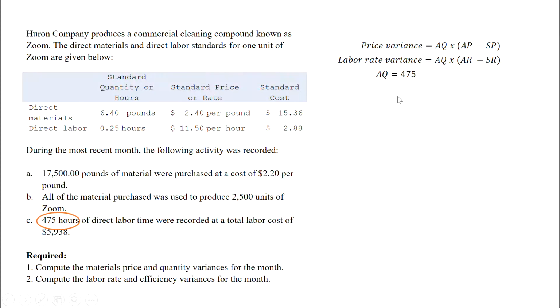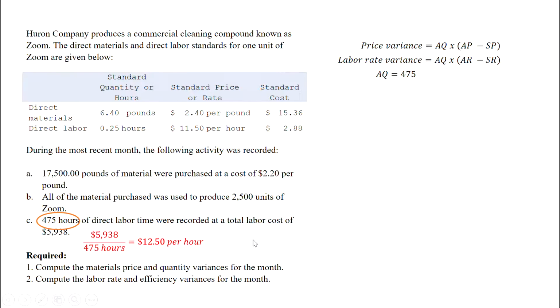The actual quantity, the actual number of hours that we use to produce these 2,500 Zooms is 475 hours. The actual rate that we pay, do we have that listed anywhere? No, we don't. But we have enough information to calculate that. And keep in mind, this is actual rate per labor hour. We can calculate it by taking the actual total dollars of labor, $5,938, divided by the actual hours of 475 hours. And so our average actual labor rate was $12.50 per hour.